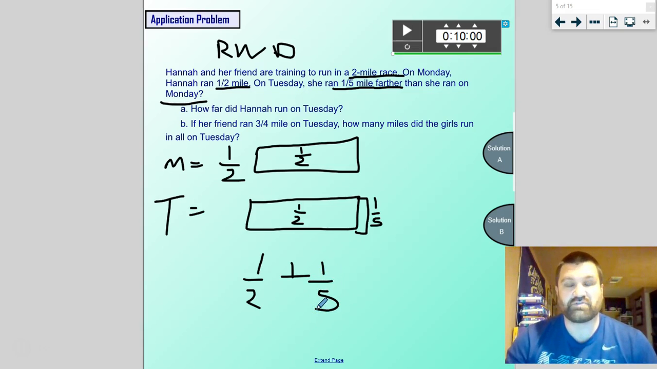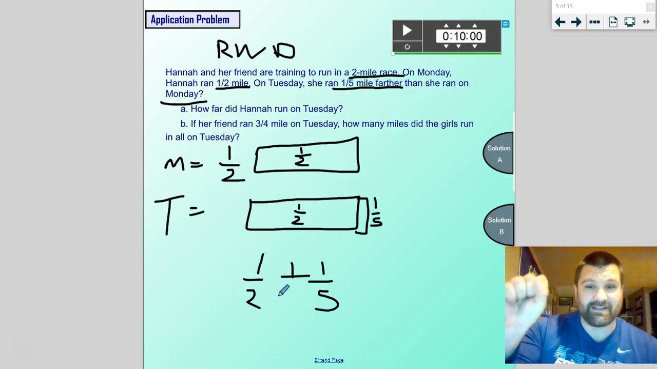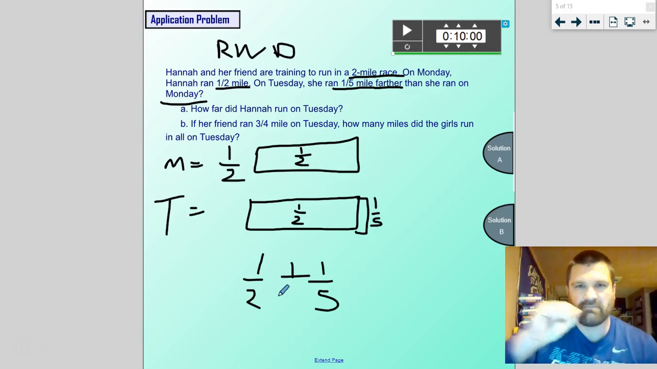Mr. Runyan once told me that I can't add these denominators if they're not the same, and 2 and 5 are different. So I got to make them the same. And how do we do that, class? Well, we take the big number, right? That's how I do it. Take the big number. It's 5. Add it multiple times. Just one time, though. We're going to find multiples.